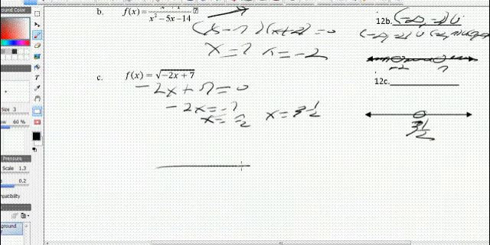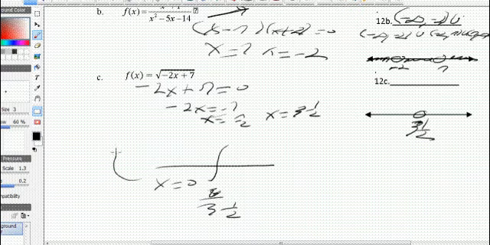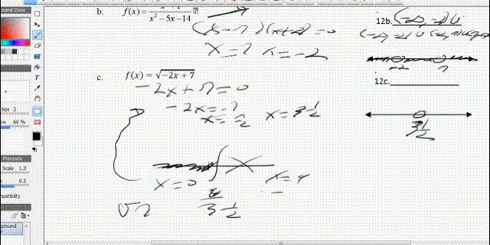Test my region. This is 3.5. I'm going to let x equal 0. When I stick a 0 in there, I get the square root of 7. That's good. Check this side just to be safe. Pick x equals 4. I get a negative sign. That has to be bad. Closed circle because it's on top.